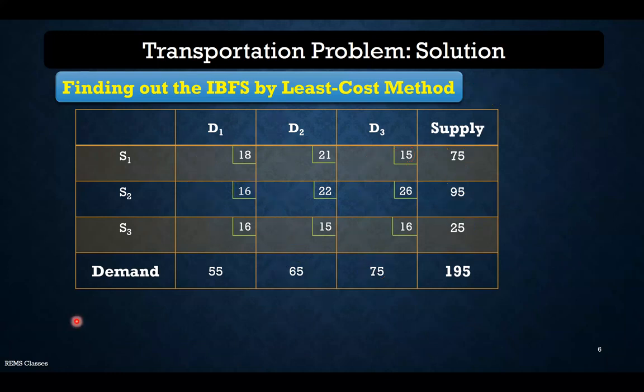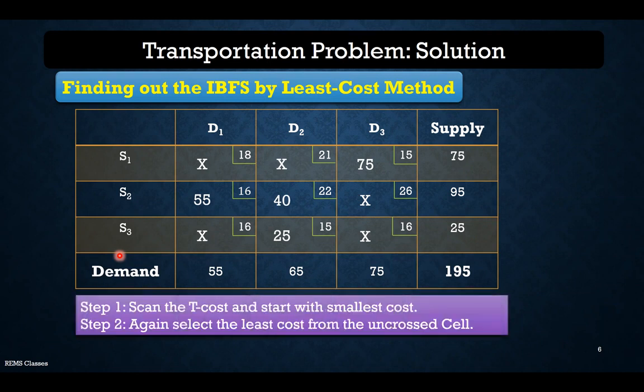Again, we are scanning the least cost and fulfilling the cell. Like this, we are fulfilling the cells. So we have two main steps in this case. We have to scan the transportation cost and start from the smallest value of the transportation cost. Again, we will select the least cost from the uncrossed and unallocated cells.